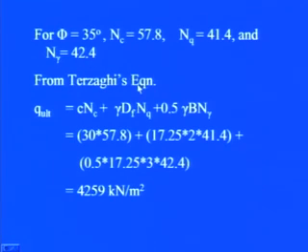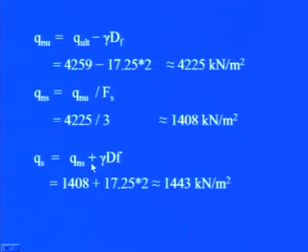Now, from the Terzaghi equation, if you substitute these in the equation, q ultimate equal to c NC plus gamma DF NQ plus 0.5 gamma B N gamma. If you substitute respective values here and solve it, you will get the ultimate bearing capacity as 4259 kN per meter square. We know that net ultimate bearing capacity is equal to ultimate bearing capacity minus gamma DF. So, this will become equal to 4225 kN per meter square.